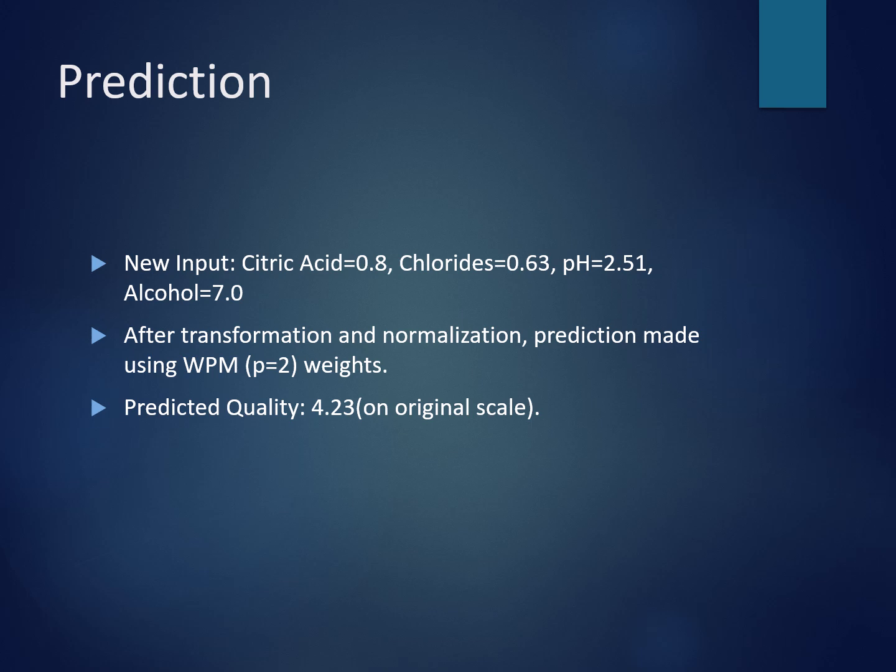A new input sample was tested with transformed values for citric acid, chlorides, pH, and alcohol. After normalization, the model predicted a quality score of 4.23. This was achieved using WPM with p equals 2, and it's important to note that predictions are done in the normalized space and then scaled back for real-world interpretability.